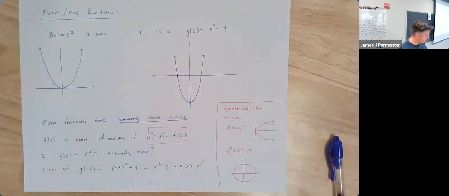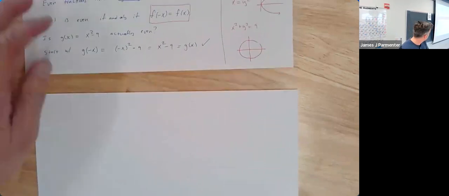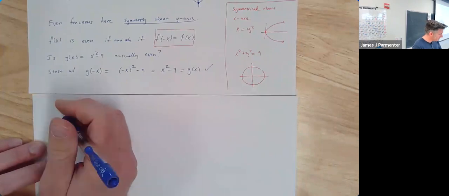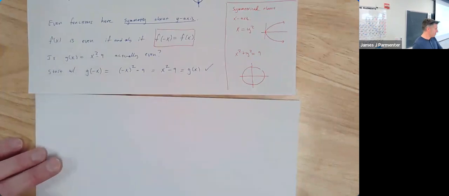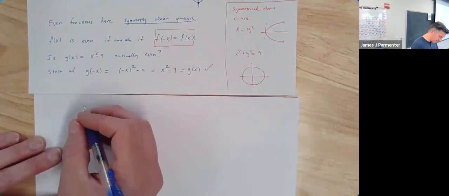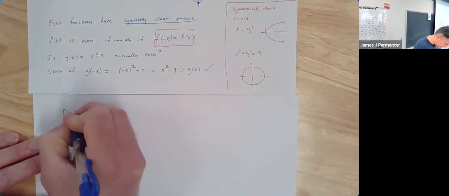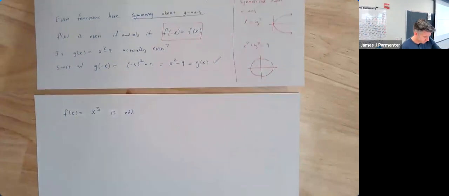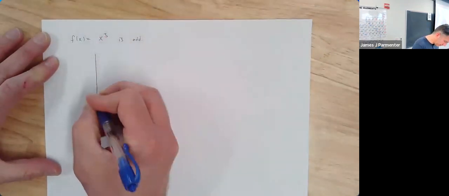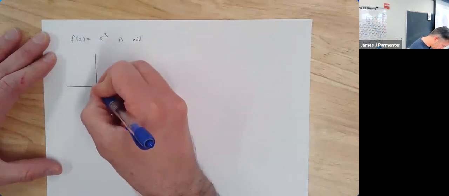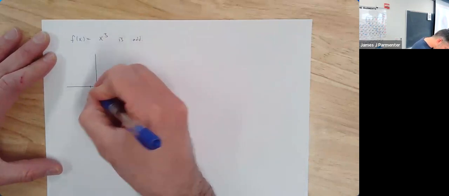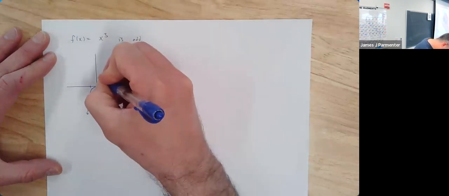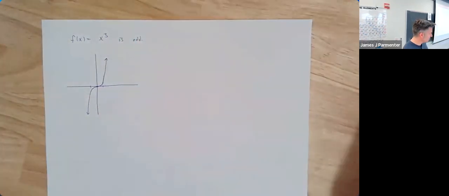Okay, let's talk about odd. So odd functions, well, here's my favorite odd function. Actually, this is not my favorite odd function. I'm not that good at drawing it, but it's a good example to have. f of x equal to x cubed is odd. Again, I'm not great at drawing it, so I'll do my best here. Looks like this, kind of. I always feel like my graph doesn't really do it justice.